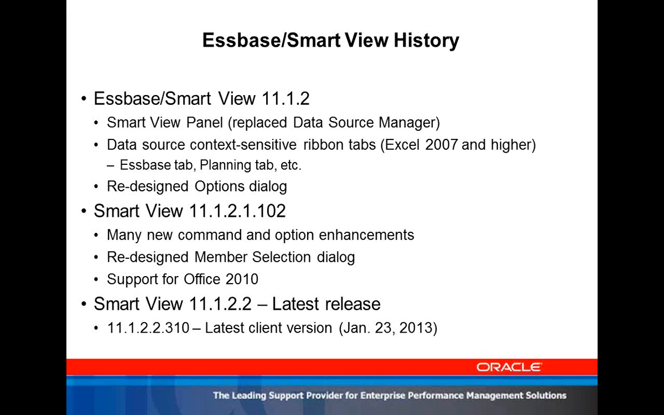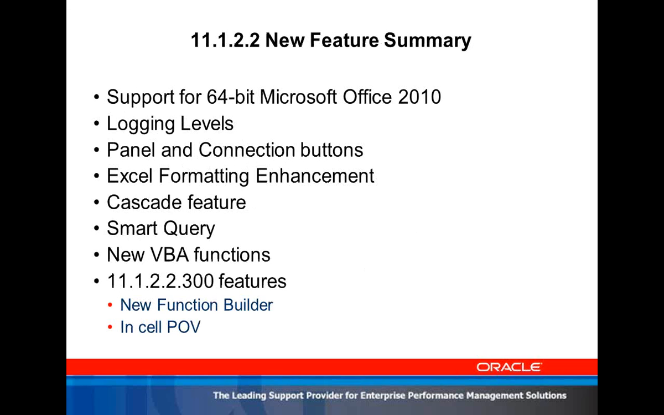And from a client point of view, if I remember to show you, I'm using client 11.1.2.2.310, which was released on January 23rd, and the 11.1.2.2.300 version brought along a couple of new features. And I'm not quite sure what the difference between 300 and 310 is, but at least I'm up to the latest version now. So here's a summary of those new features.